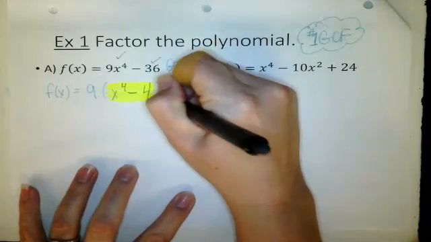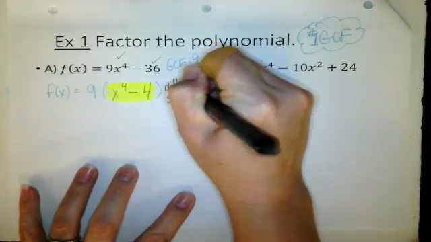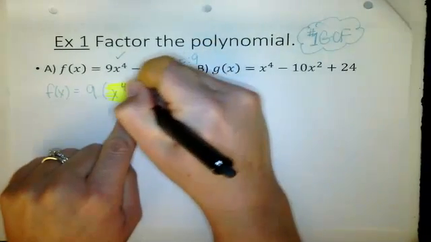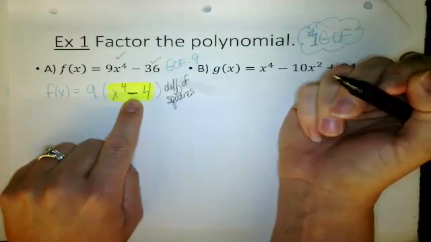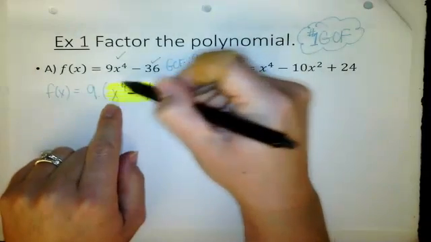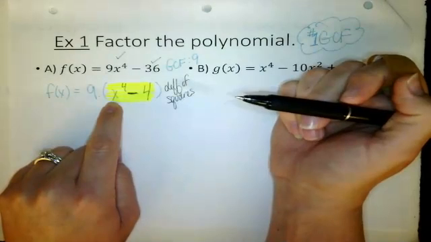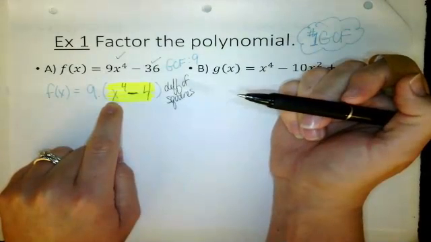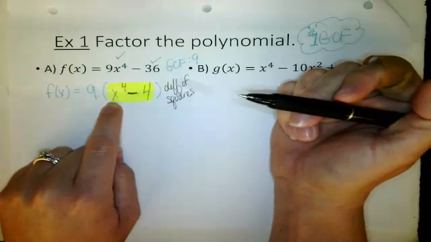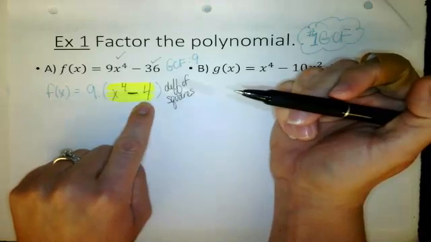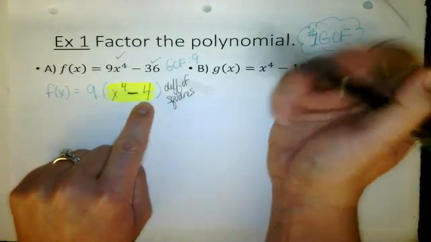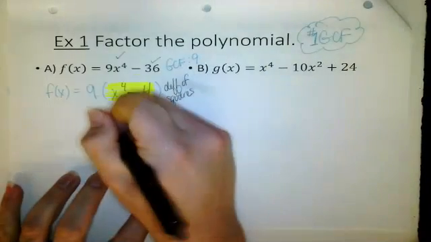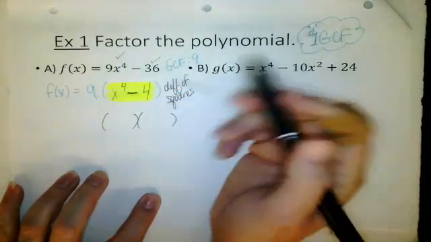Difference of squares. It's called difference of squares because it's got a big giant difference sign, subtraction sign, and what we start with is a perfect square. What times what is x to the 4th? x squared times x squared. And what times what is 4? 2 times 2. Those are perfect squares, and those are always going to factor further.